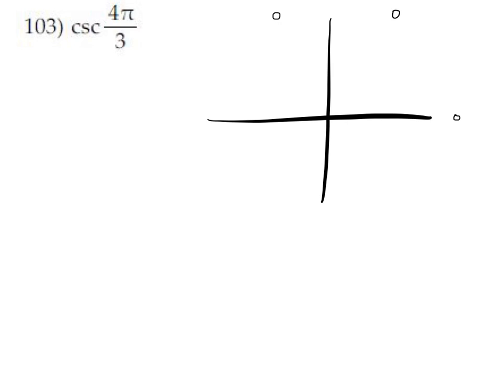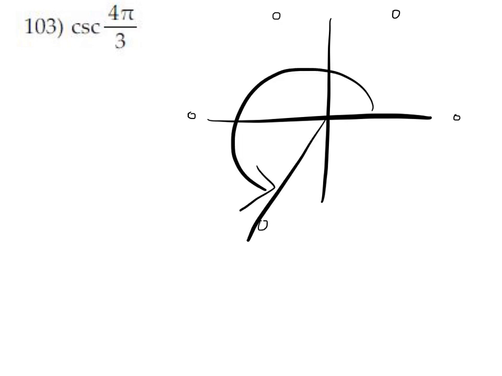Find cosecant 4 pi thirds. So first off, 4 pi thirds: 0, 1, 2, 3, 4. This is 4 pi thirds. The reference angle is pi thirds, and the quadrant is 3.